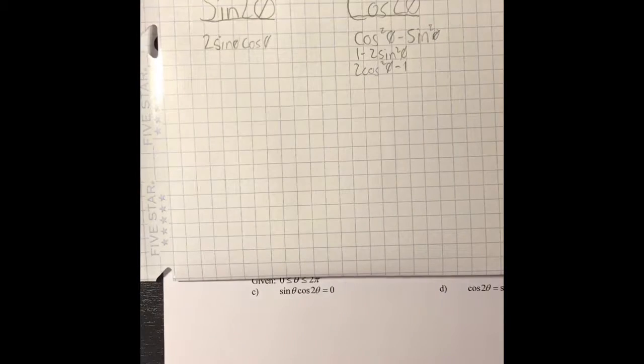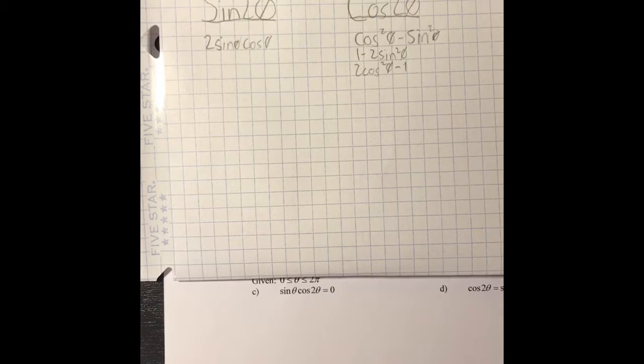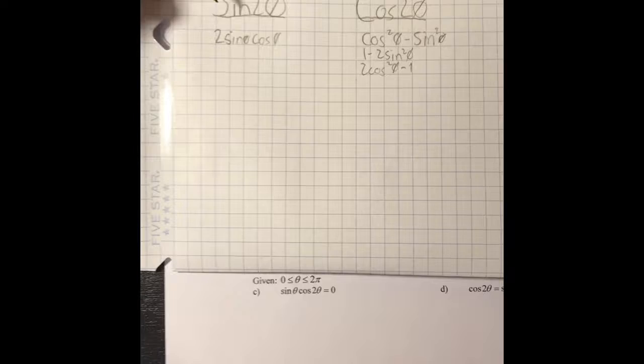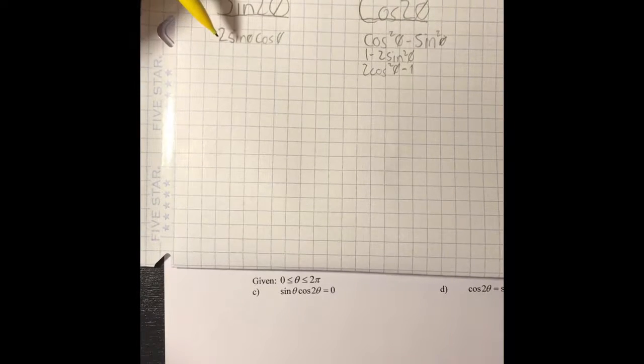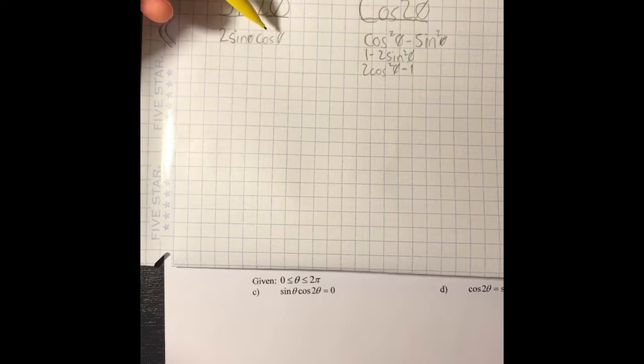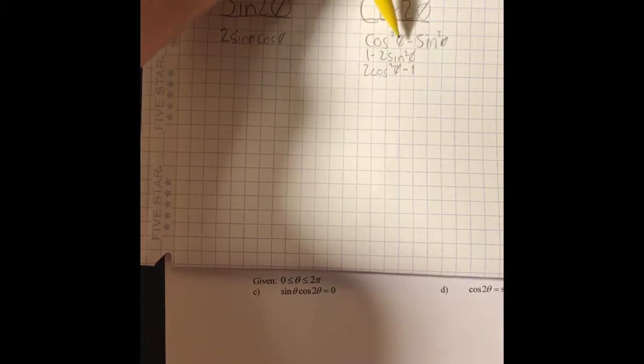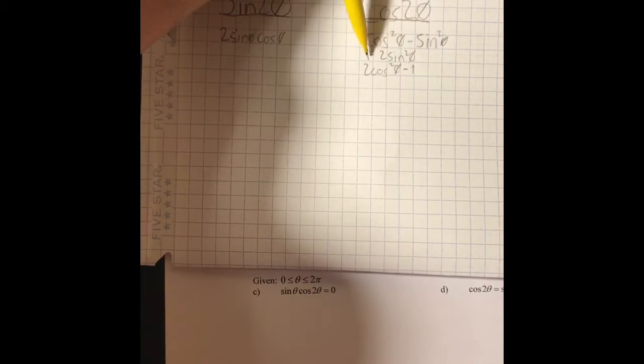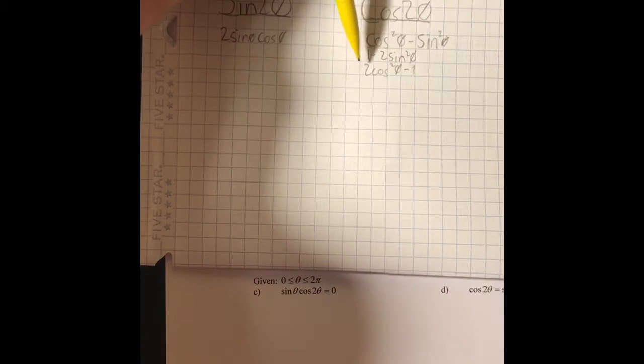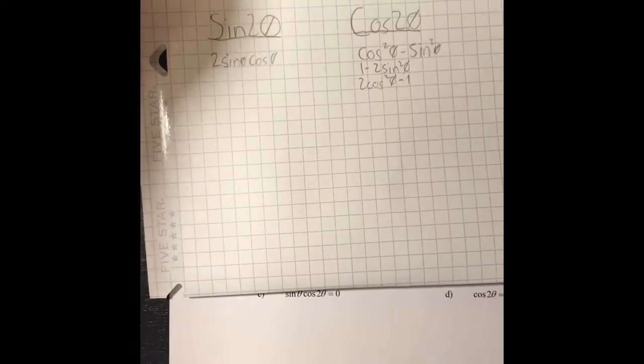In this video, we're going to be learning about how to do quadratics. And the first thing you want to remember is that sine 2θ can be written as 2 sine cosine, and cosine 2θ can be written as cosine squared minus sine squared, 1 minus 2 sine squared, or 2 cosine squared minus 1.